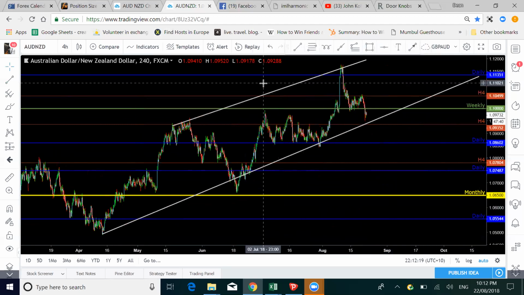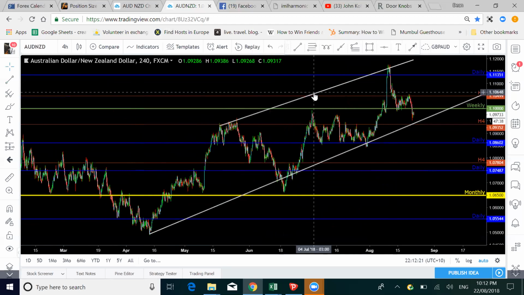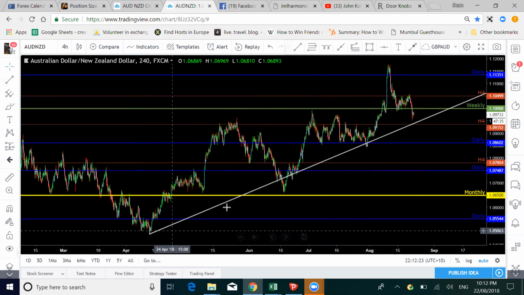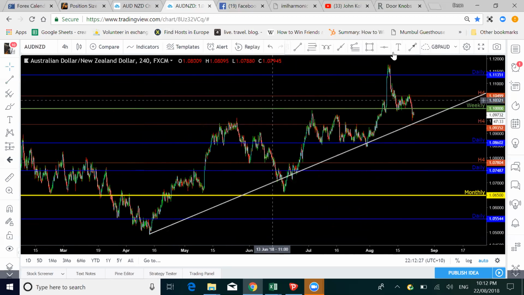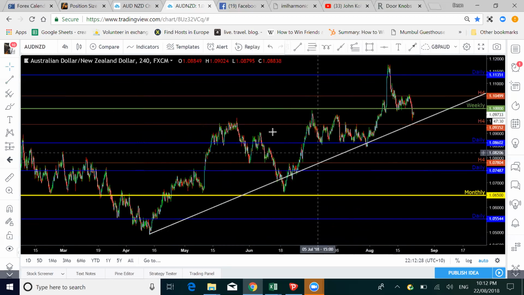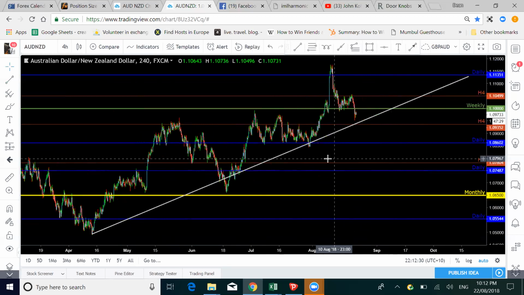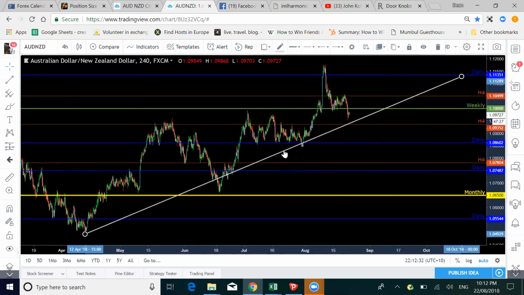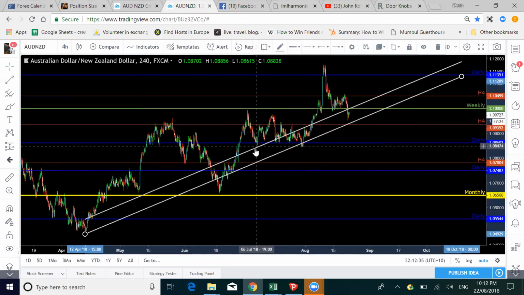Now that support line is probably more important than that first line I drew, so that's why I took that one away. What I want to do is simply run a parallel line to that, and then we've got what we call a channel.